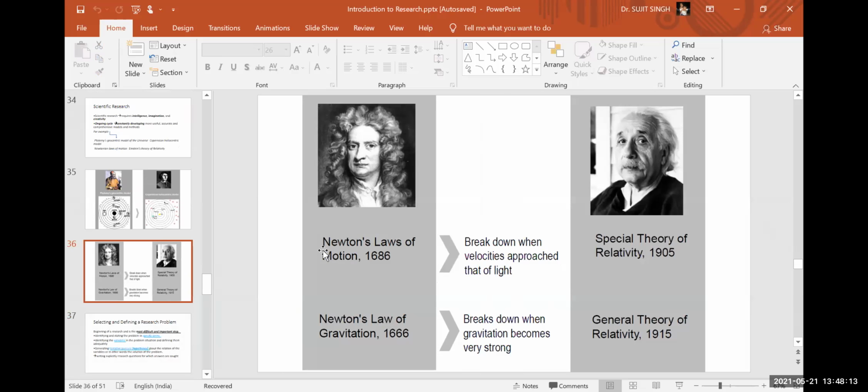Same thing. I already told you Newton's law of motion came in 1688. It breaks down when velocity approaches that of light, and from that we got the special theory of relativity. So that is the improvement upon the already built theory. Newton's law of gravitation, 1666, breaks down when gravitation becomes very strong. This is the general theory of relativity. I already told this to you. Okay. So don't think that research is a full and final thing. That is an ongoing cycle.